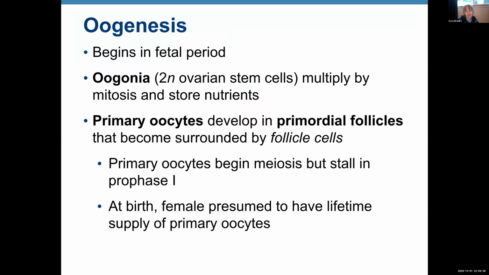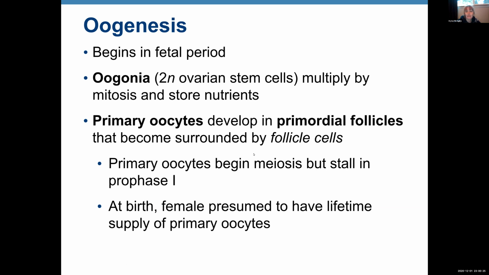So oogenesis. Oogenesis is production of ova or oocytes, right? So we call it eggs, but of course, the correct name is ova, that's plural, and ovum is singular. So oogenesis begins in the fetal period, and it starts with a stem cell that is called oogonia, and it's a diploid cell, so 2N or 46 chromosomes. Oogonia multiply by mitosis and store nutrients.